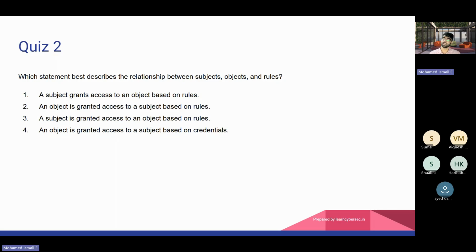A subject is granted access to an object based on rules. Yes, the third one is matching, because the subject, the user, is granted access to the database based on access control policy rules. So the third one is matching. Fourth one: an object is granted access to a subject based on credentials. No, we never apply credentials-based controls.